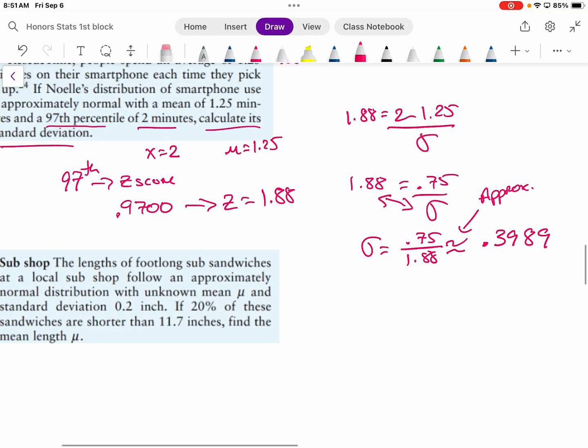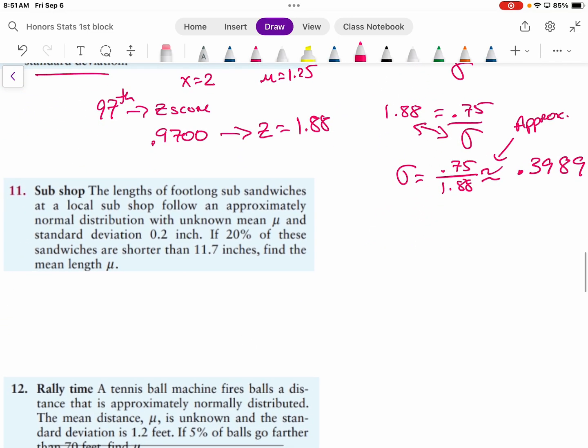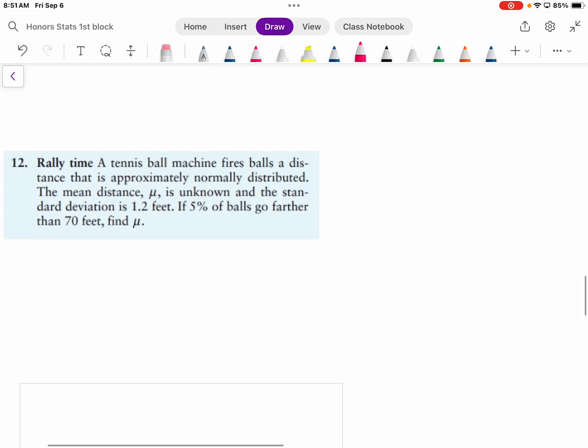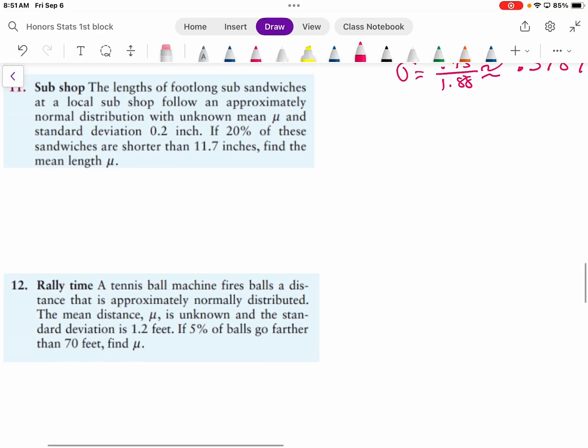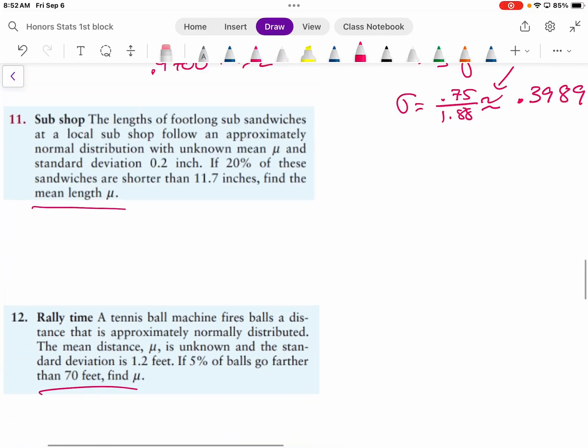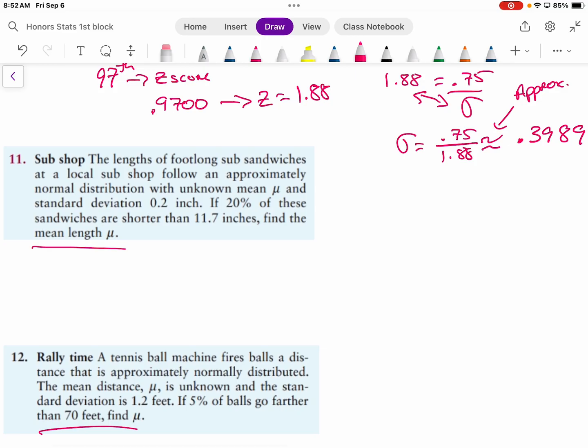So when we look at pickiness of things, number 11, the sub shop, they're asking us to find the mean. Actually, the next 2 problems are asking us to find the mean. So we should be able to do those pretty quickly as we go through those. And then eventually, I think finally on 13, we'll be able to get to where I want to use the calculator feature on 13B.